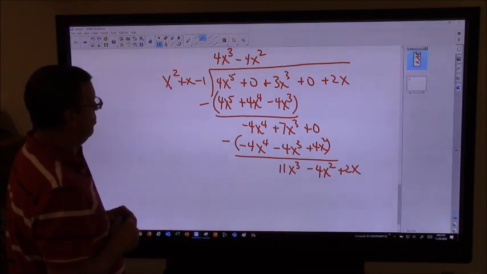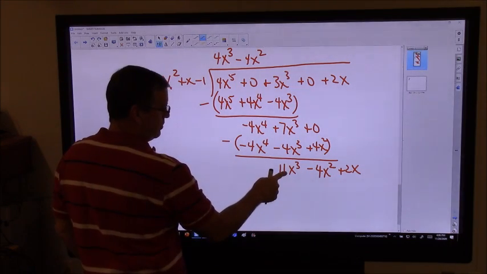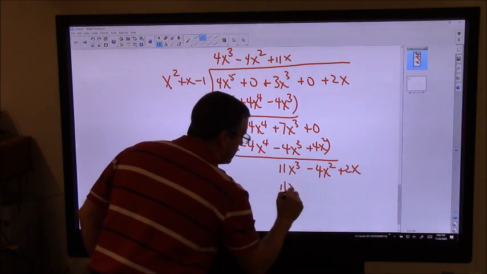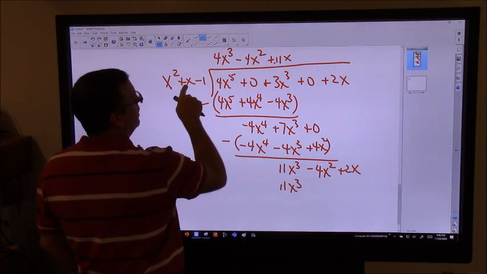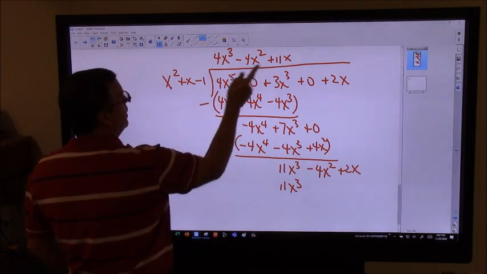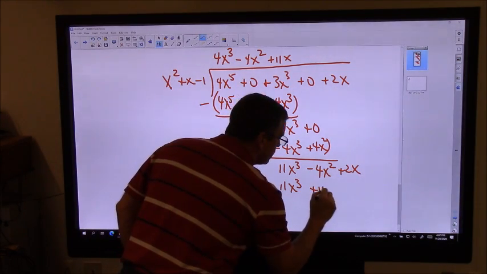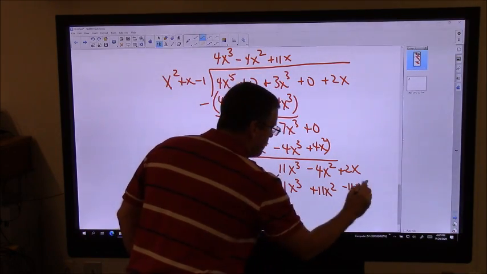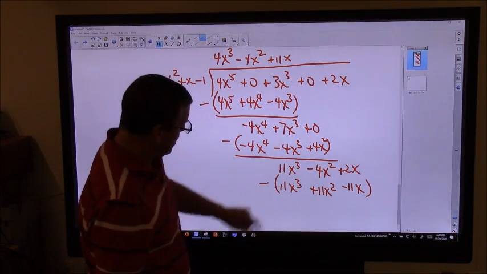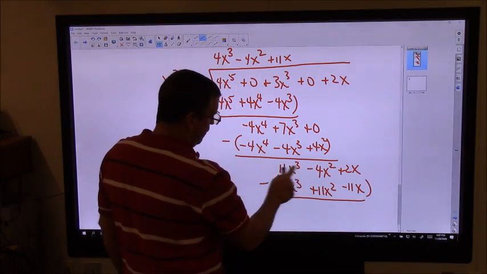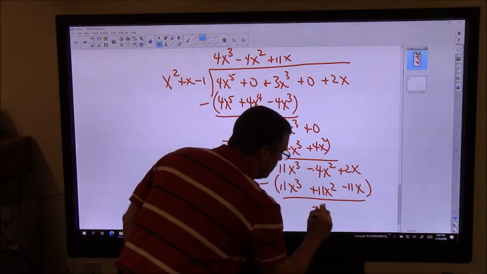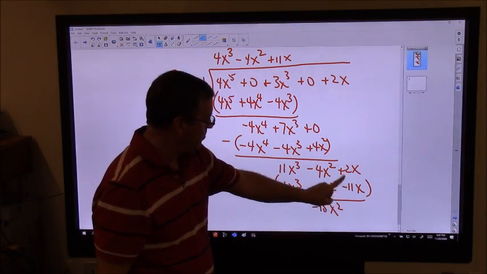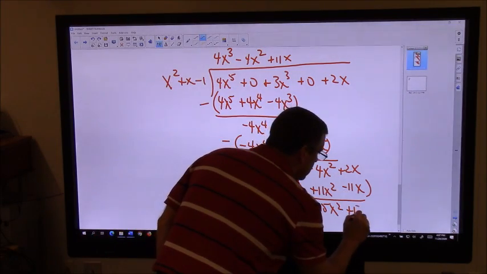All right, so x squared goes into here how many times? 11x. Multiply back, we get 11x cubed plus 11x squared, and then minus 11x. And now I have to subtract. So that minus that is 0. Negative 4 minus 11, that's a negative 15x squared. And 2 minus a negative 11, so that means 2 plus 11, that would be plus 13x.